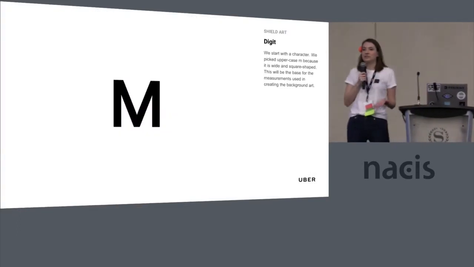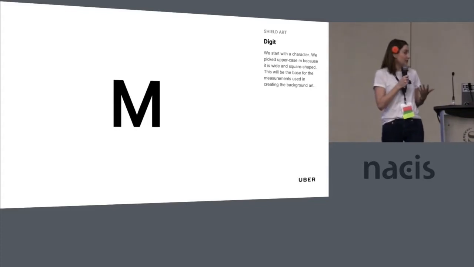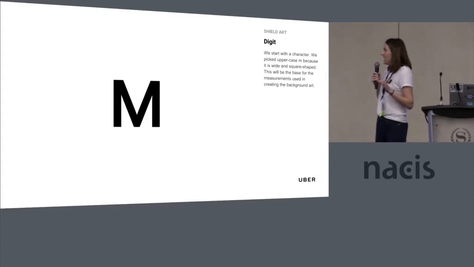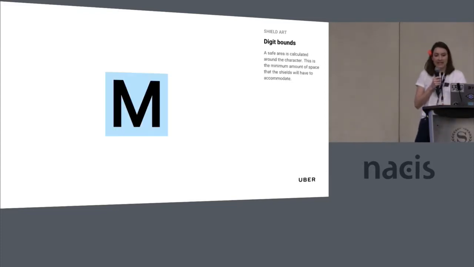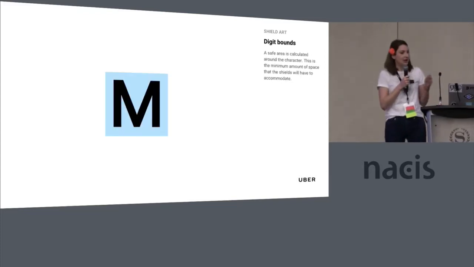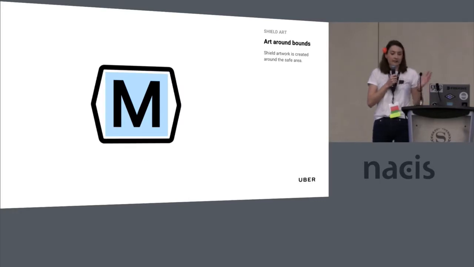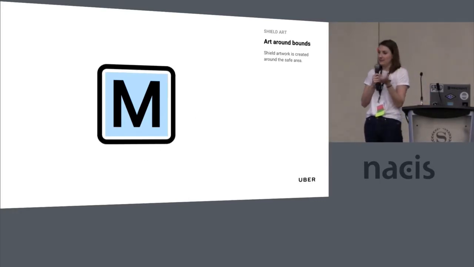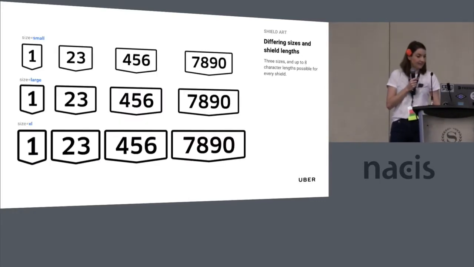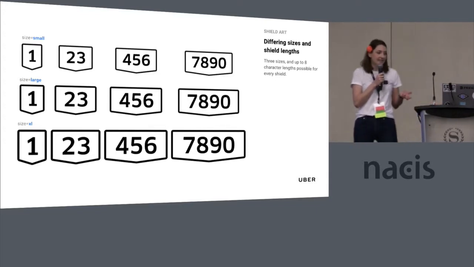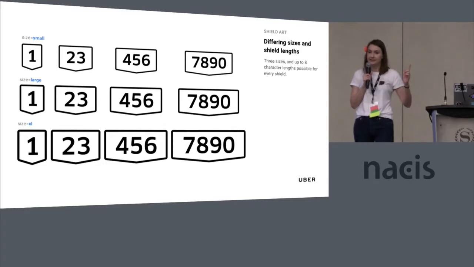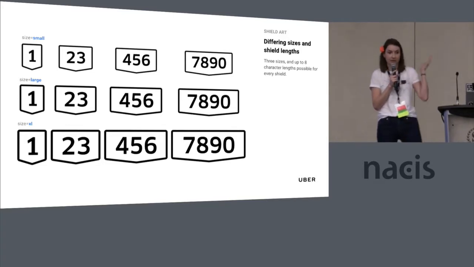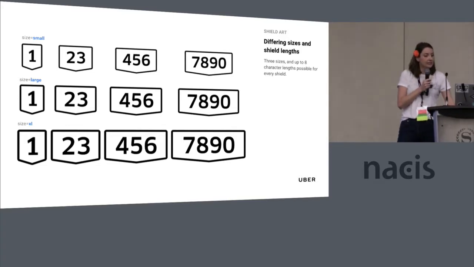So how do we build an actual highway shield or road shield? Well, we start with the letter M because it's wide and square shaped, and then we build a digit bounds around it, that way you can be confident. And then all of the artwork is drawn around that letter M and the safe bounds. We have three different sizes, a small, a large, and an extra large, and potentially up to 8 lengths. There's shields all over the world, some of them literally are 8 characters long.